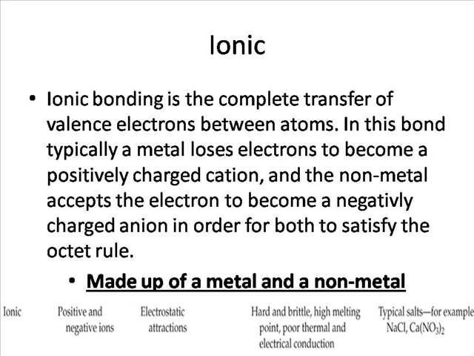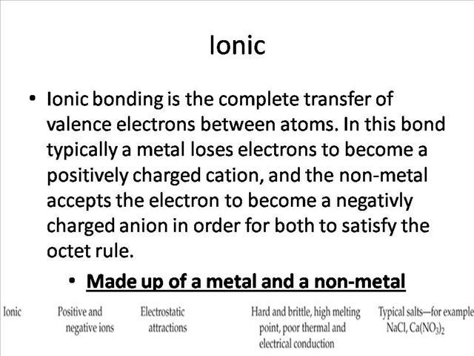The next type of solid we will talk about is ionic. Ionic solids are ions held together by ionic bonds. Ionic bonding is the complete transfer of valence electrons between atoms, and it is typically between a metal and a nonmetal, because a metal loses electrons to become a positively charged cation, while the nonmetal accepts the electron to become a negatively charged anion, and this occurs so that both can satisfy the octet rule.